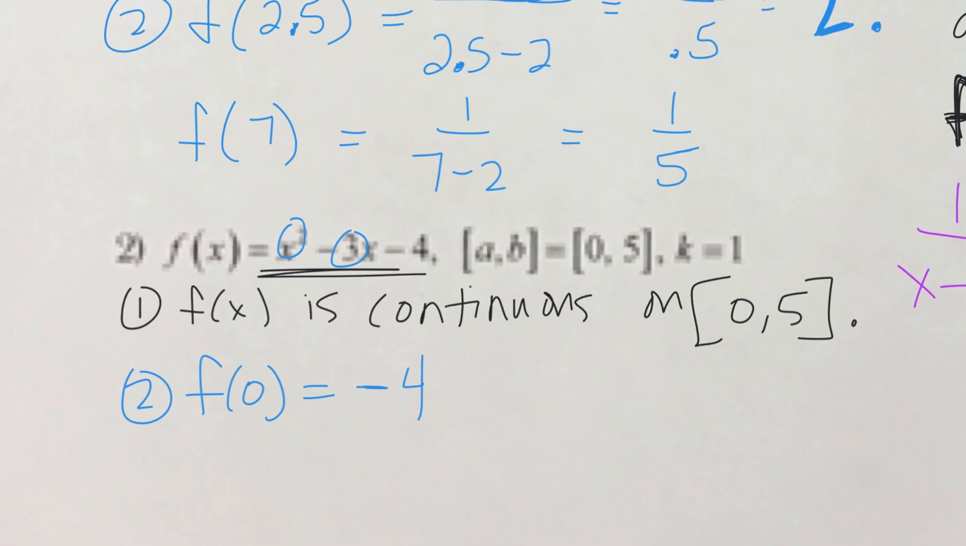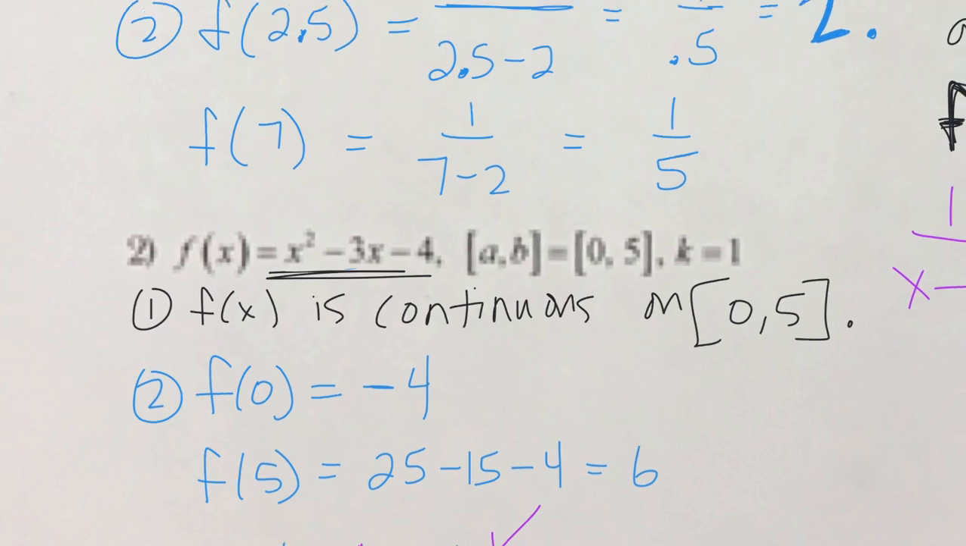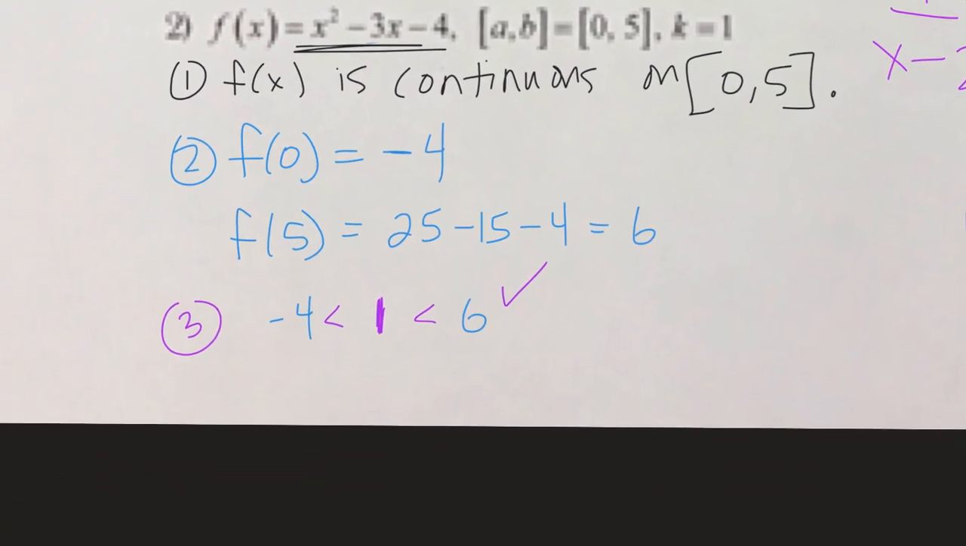Okay, I trust that you know how to do the math with 0. You don't have to show me much of that work if you don't want to. So f of 5 is 25 minus 15 minus 4, which is 6. So we have one endpoint of -4. We have one endpoint of 6. So yes, in fact, 1 is between -4 and 6. Therefore, the IVT guarantees that there's going to be a y value, or rather an x value, between 0 and 5, where y equals 1. So let's go ahead and do that math.